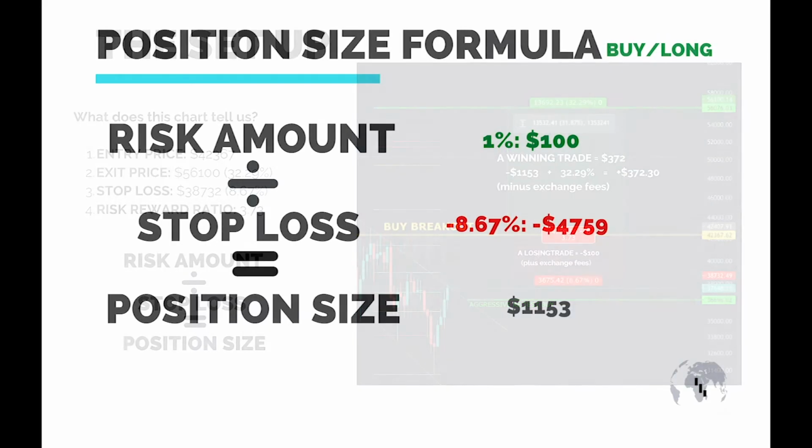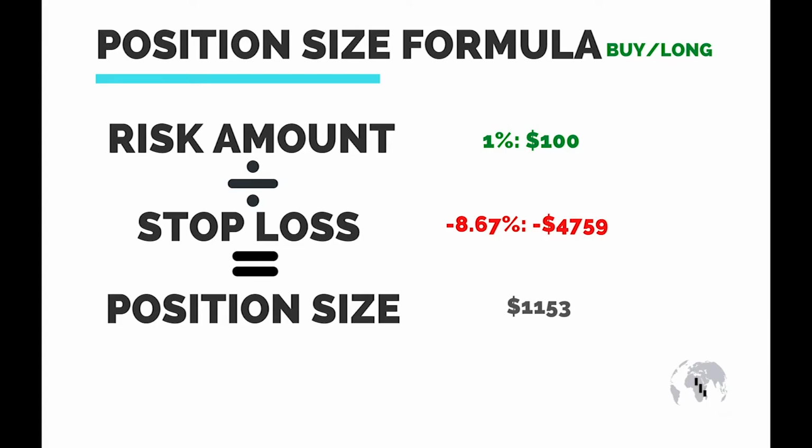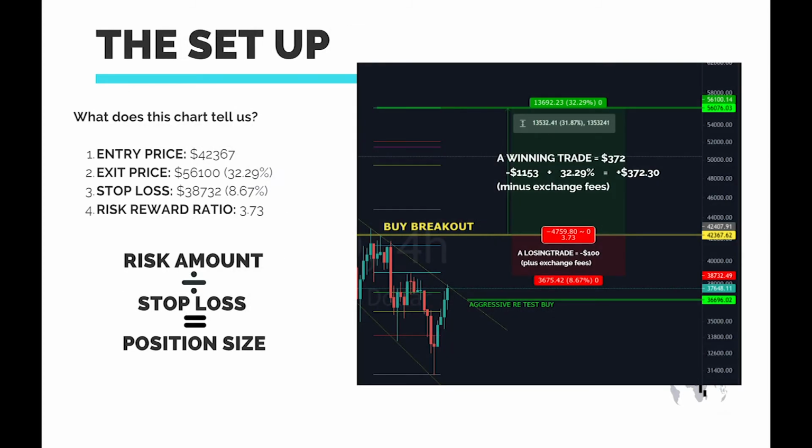So using the formula here, risk amount divided by stop loss will equal your position size. Let me say that again. The risk amount divided by your stop loss will give you your position size. So our risk amount is $100 divided by our stop loss, which would be 8.67% or 0.0867, gives us our position size, a position size of $1,153. You might be saying, wait, I thought we were only able to risk 1% of our account.